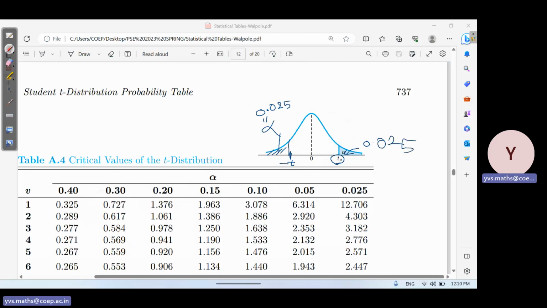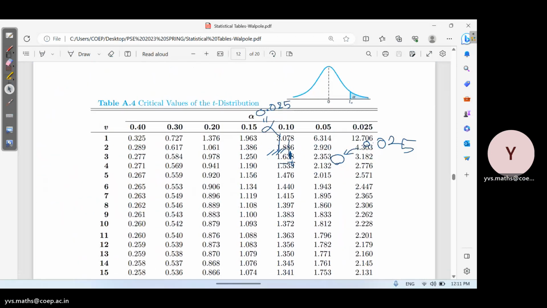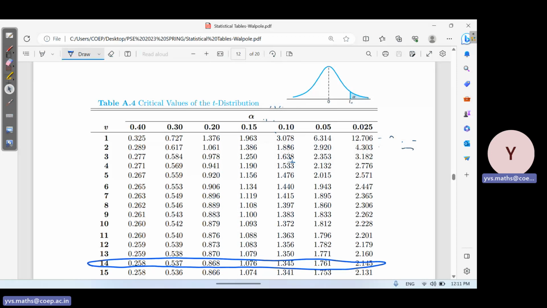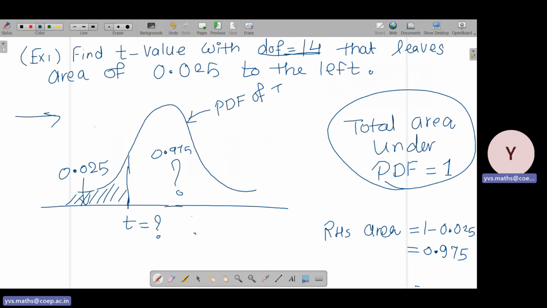One can see this from the table. We have to do it for 14 degrees of freedom, so I'm over here, and for alpha equal to 0.025, the t value will be the intersection of that row and that column, which is 2.145. Therefore, this t value will be the negative of this.